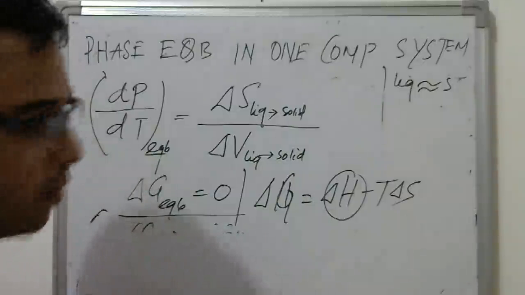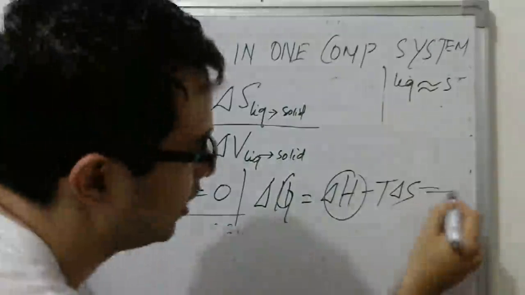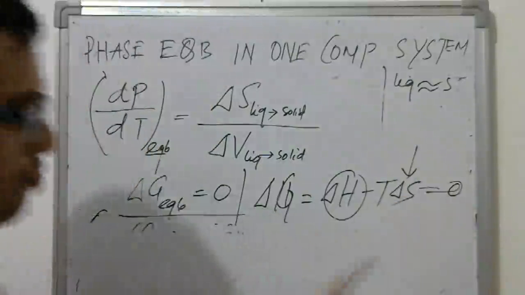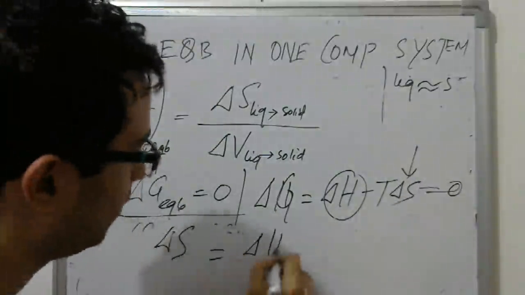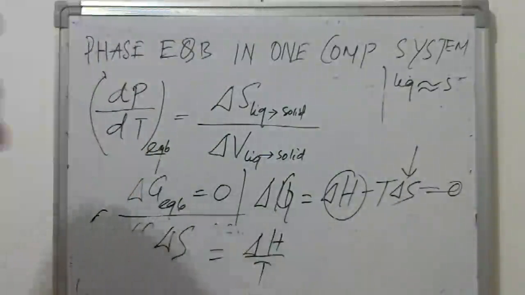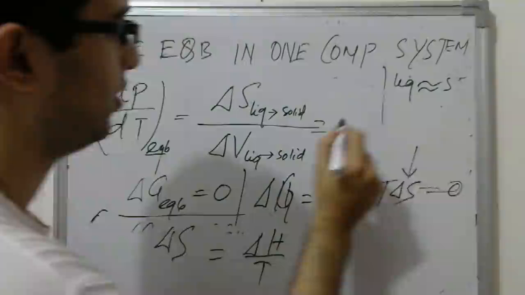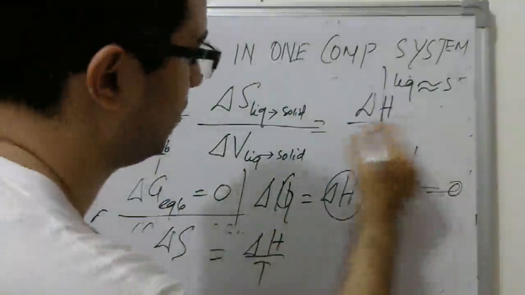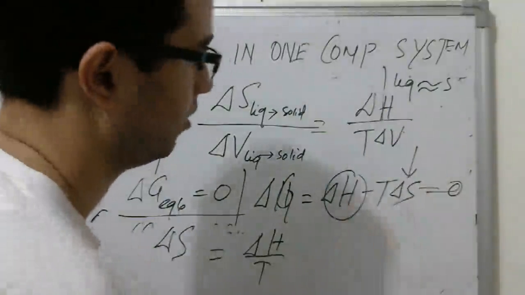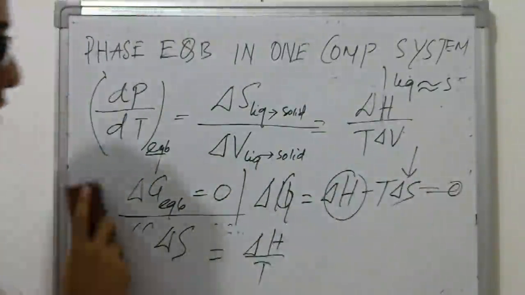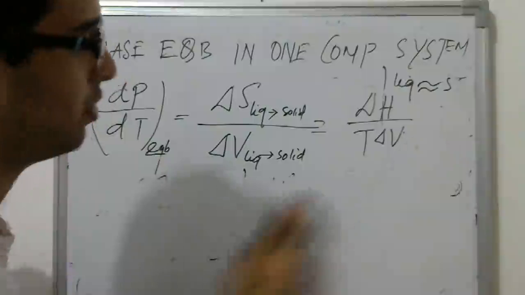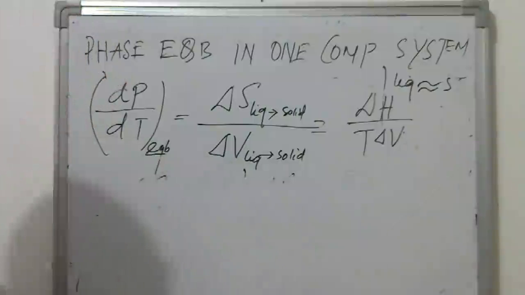Let's see. So this becomes 0. My idea is to replace entropy with enthalpy. So delta S becomes delta H by T. If I write this, this becomes delta H by T delta V. So this is just another form of expression.